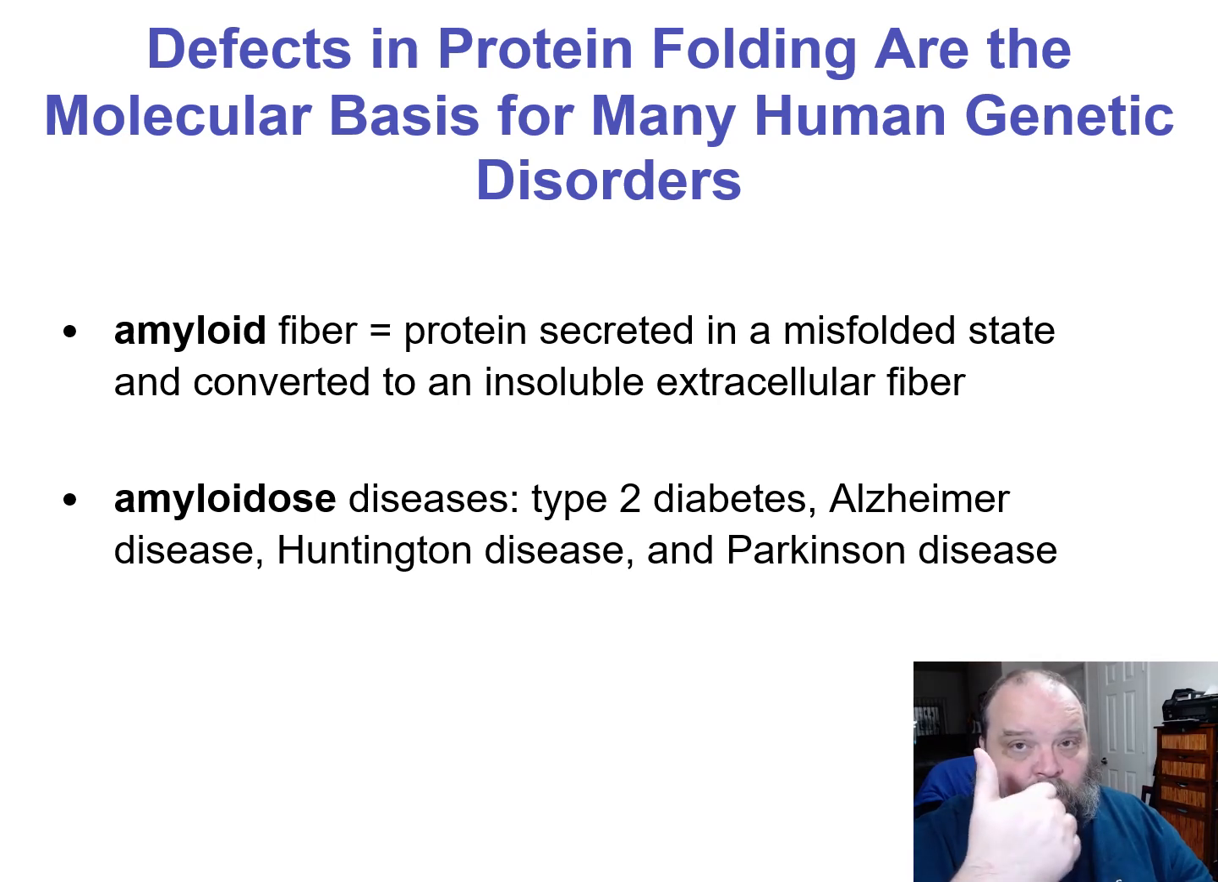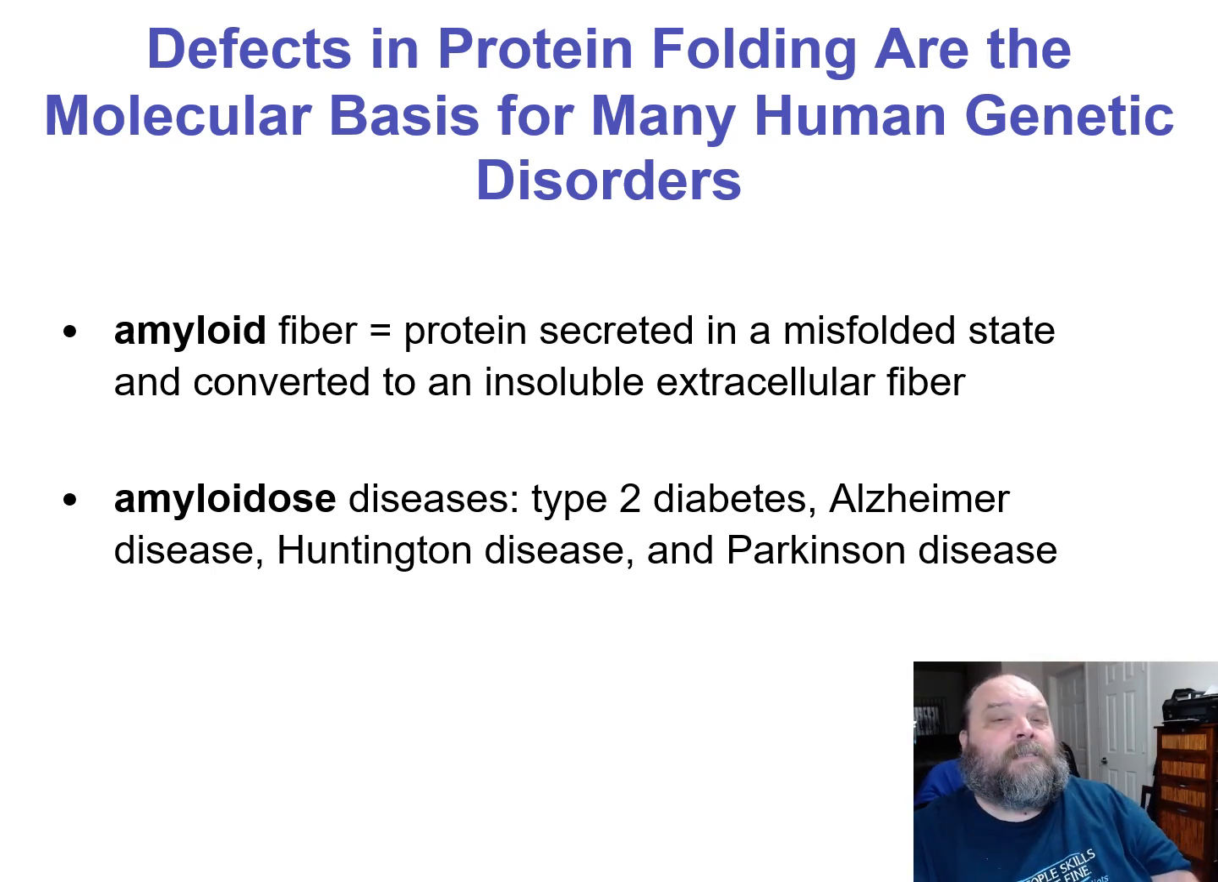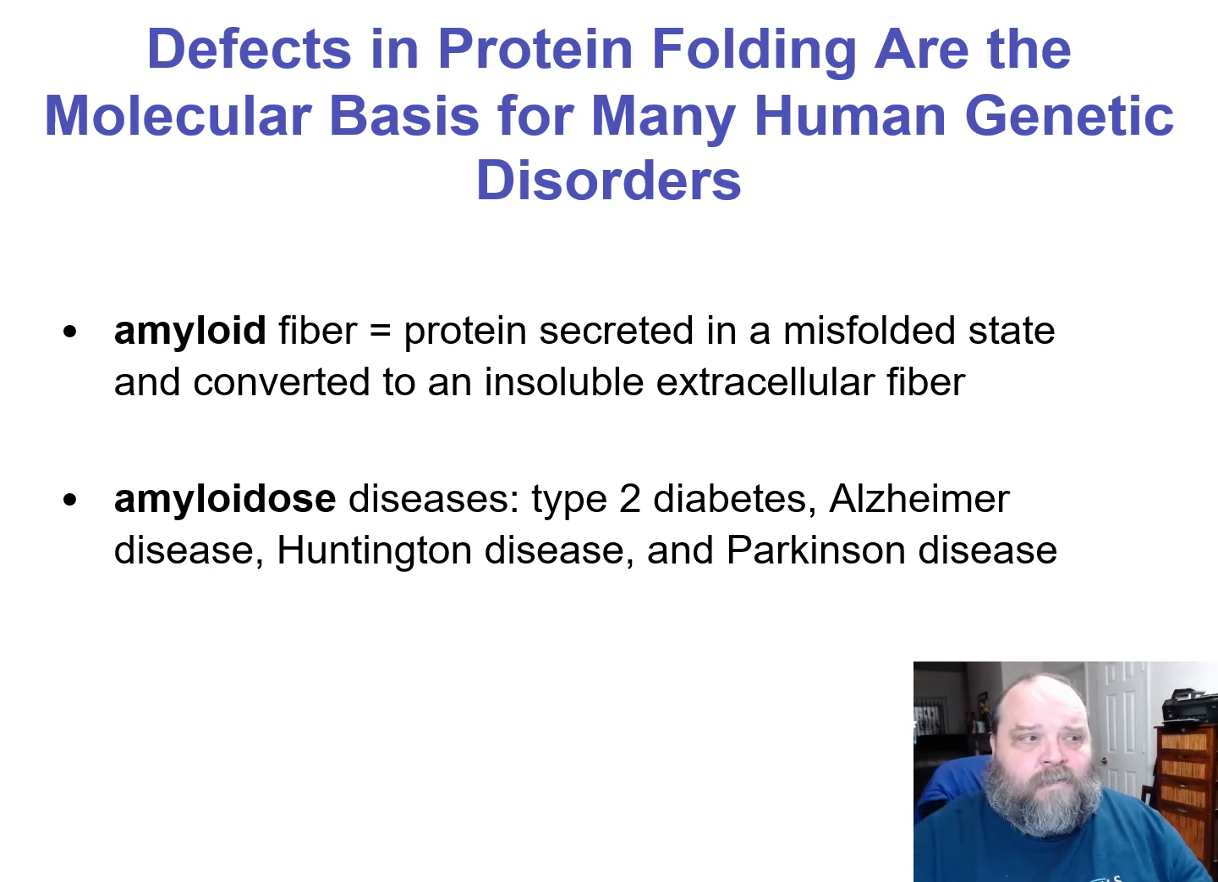that amyloid fiber is either missing because it never folds correctly, thus the cells never process it and export it out, or what they're exporting out is completely useless because it's the wrong shape. It's not going to have a function. We see this kicks in with people who have type 2 diabetes, Alzheimer's disease, Huntington's disease, Parkinson's disease.